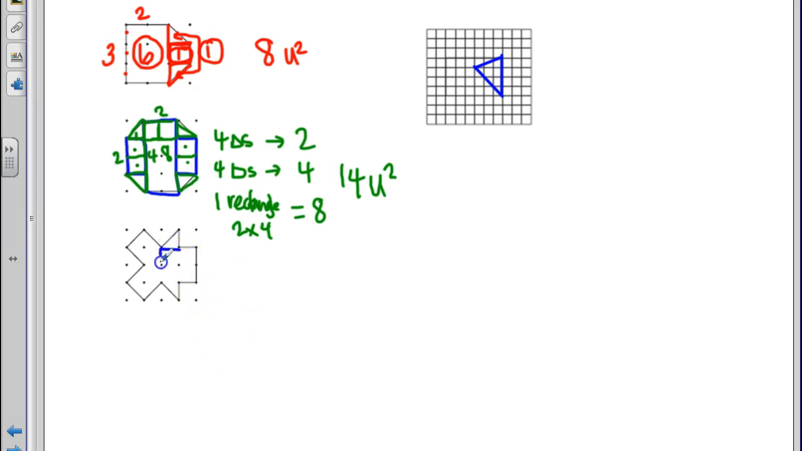So let me draw that in. So there's a square that's 2 by 2. So that's 4. All right, we've got that one taken care of. Do you see some triangles here? So 2 triangles, that makes 1 because they're each half. All right, what else do you see?